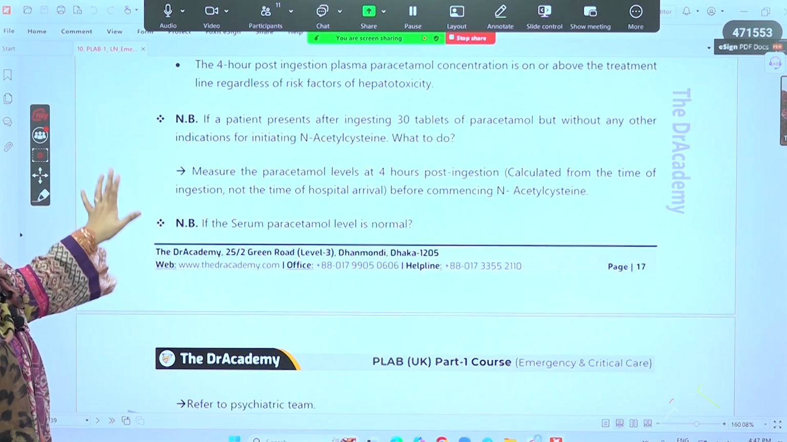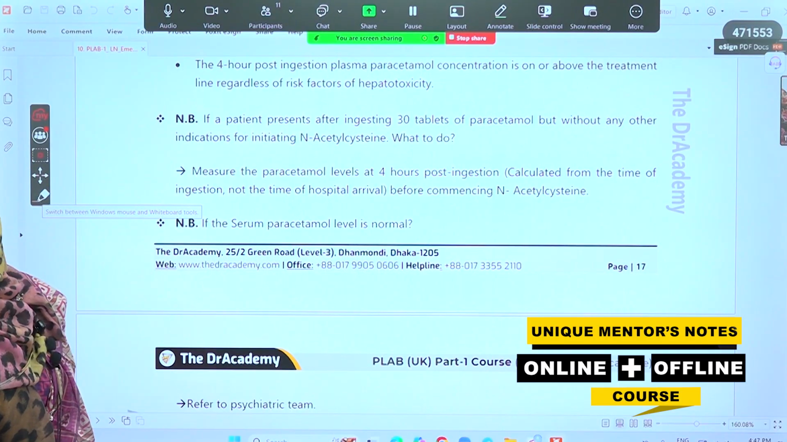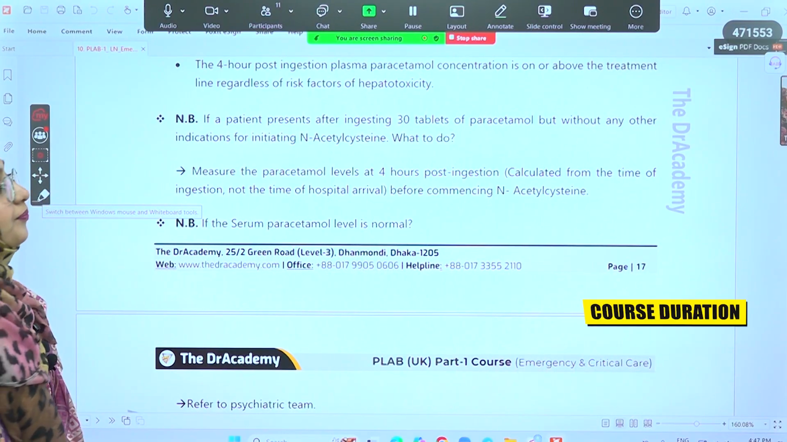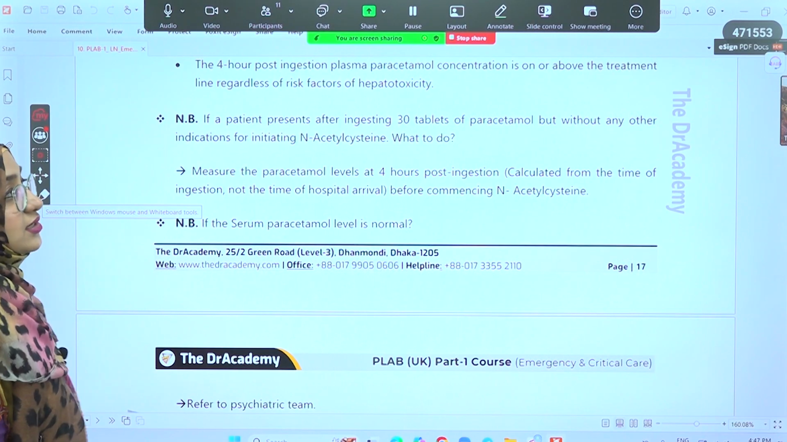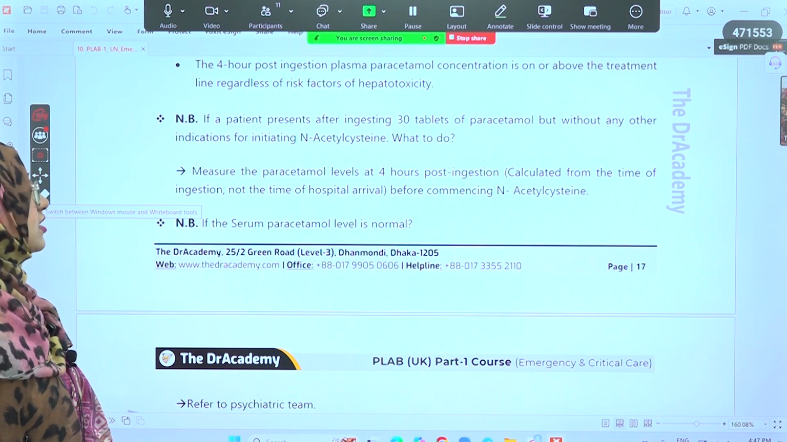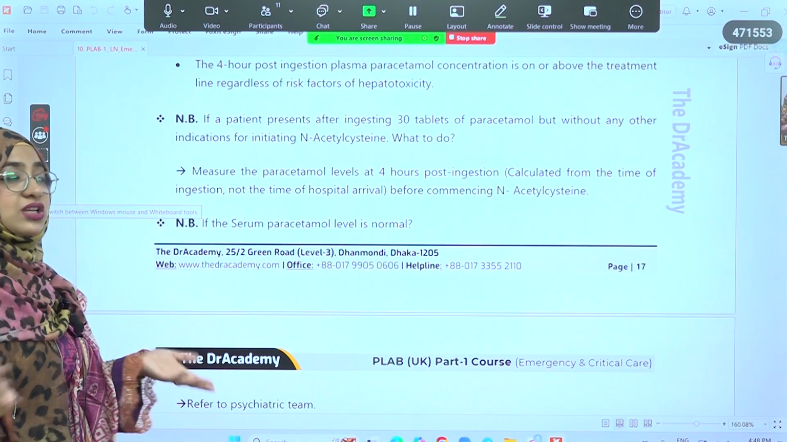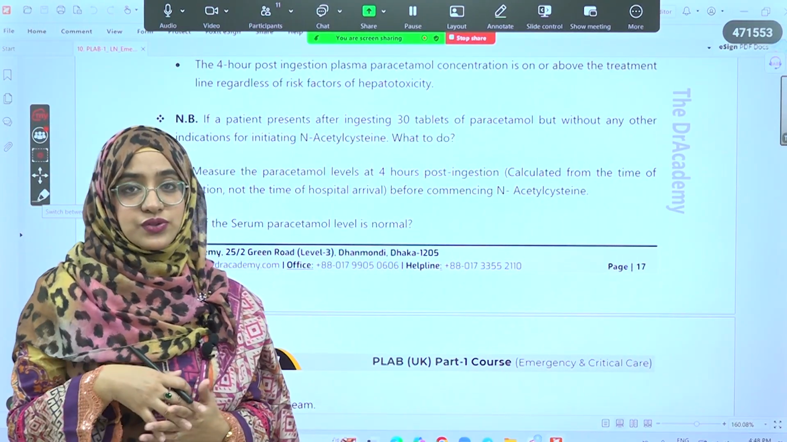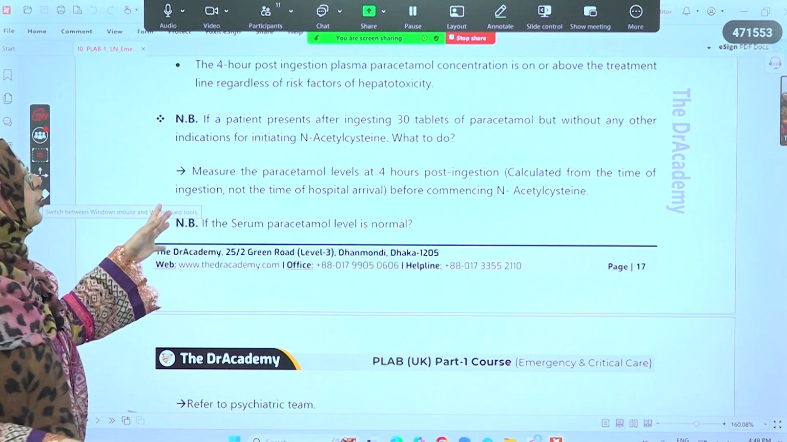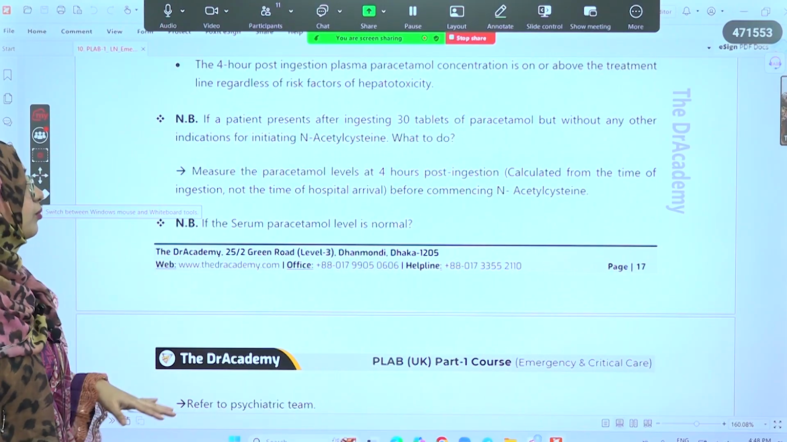Now, a patient has come to you after ingesting 30 tablets of paracetamol, that means 15 grams, but without any other indications for initiating acetylcysteine. So a patient has come to you, he or she has ingested 30 tablets of paracetamol. We have checked everything, and there is no abnormality we could find in the results. So what will we do? We will measure the paracetamol levels at 4 hours post ingestion. We have done it and it's also normal.